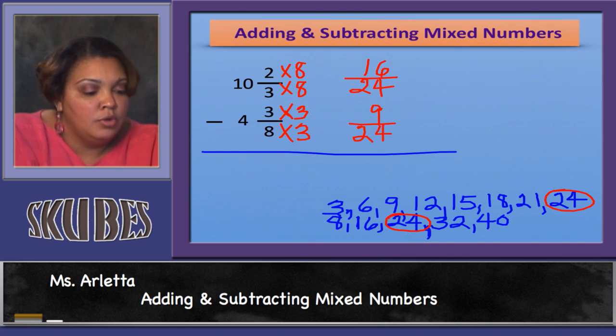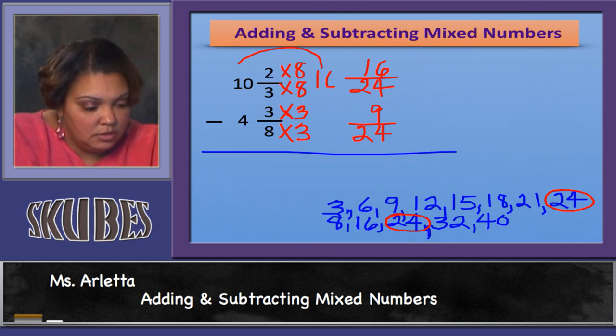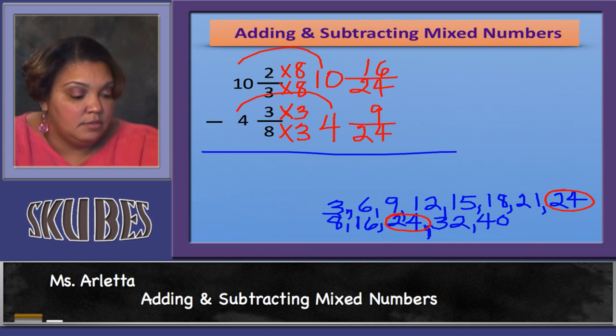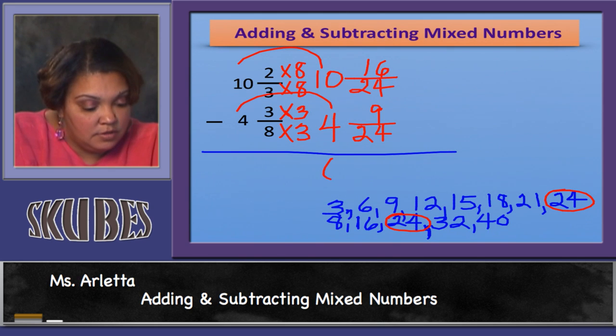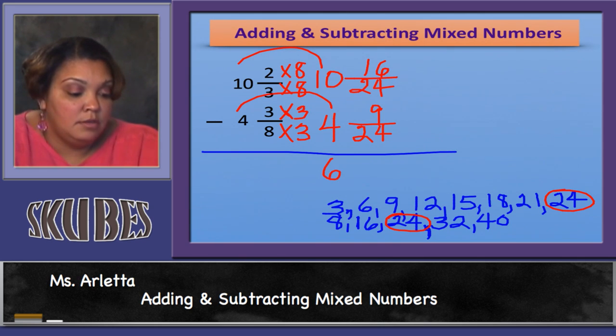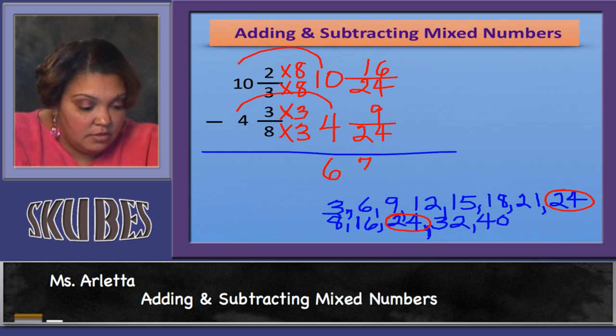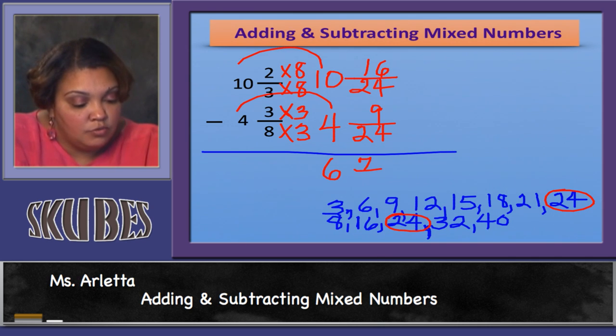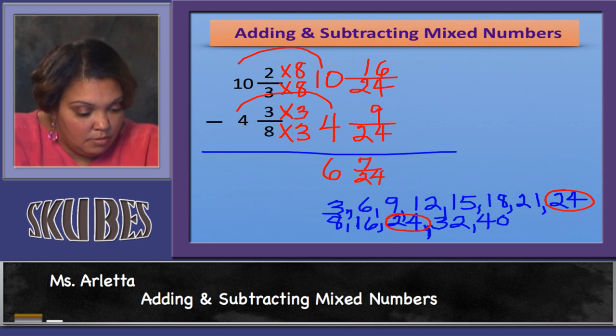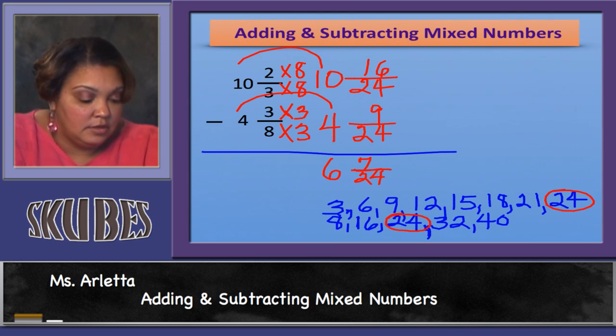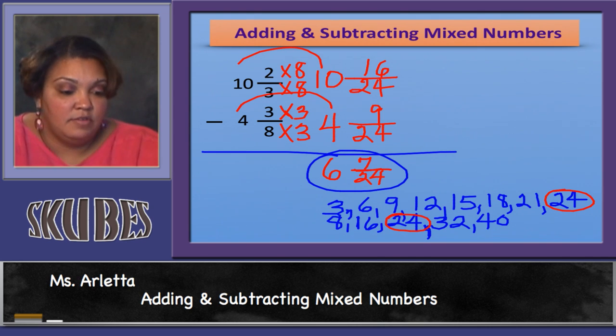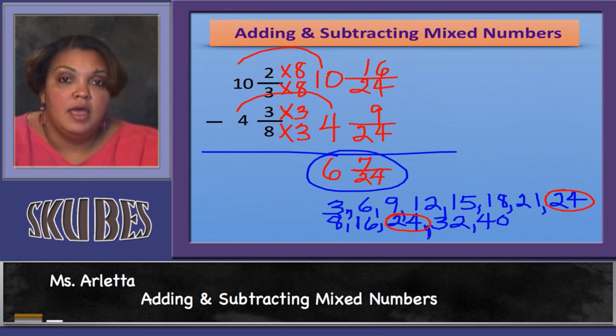We need to bring over our whole numbers of 10 and our whole number of 4. 10 minus 4 is 6. 16 minus 9 is 7. And our common denominator of 24 stays the same. And we are done. We have a final answer of 6 and 7/24. And that concludes our lesson on adding and subtracting mixed numbers.